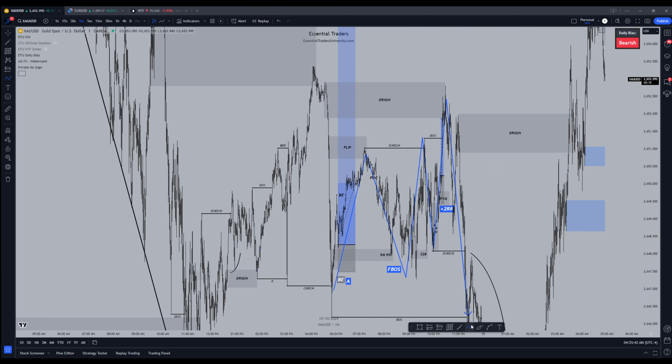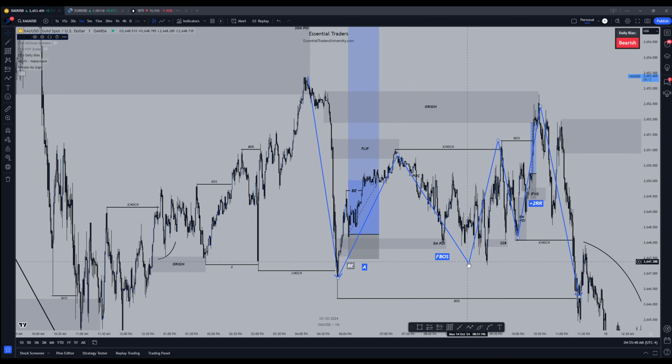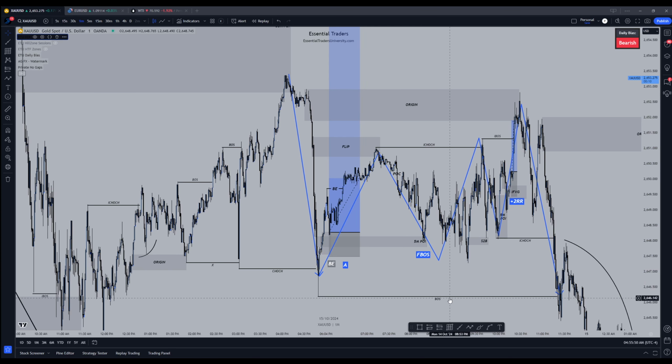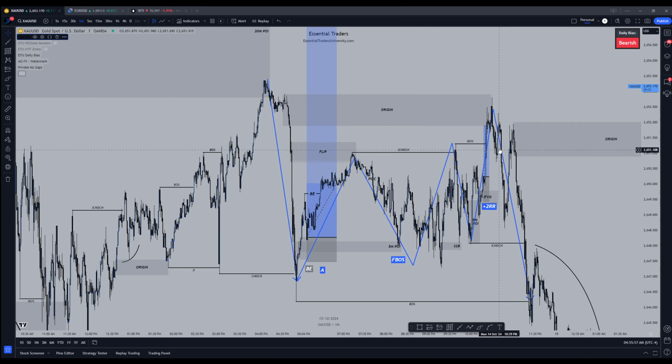If you guys remember what a QM model looks like, huge move to one side, and then we create internal structure of slow delivery back up, but not in one leg, but rather several legs of internal structure that we can trade pro trend with to the origin or whatever is left there, to then take the pro trend of the QM model, which is bearish.